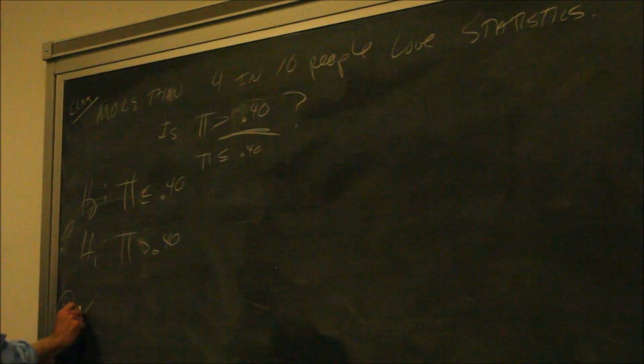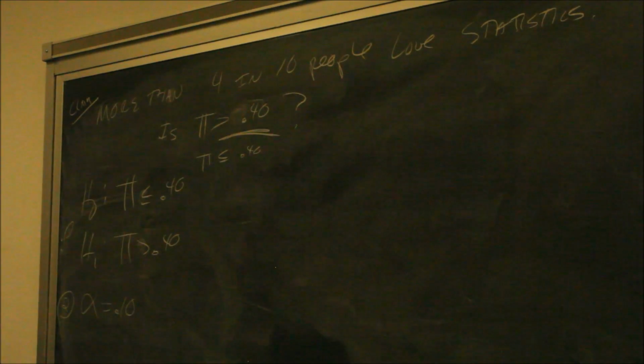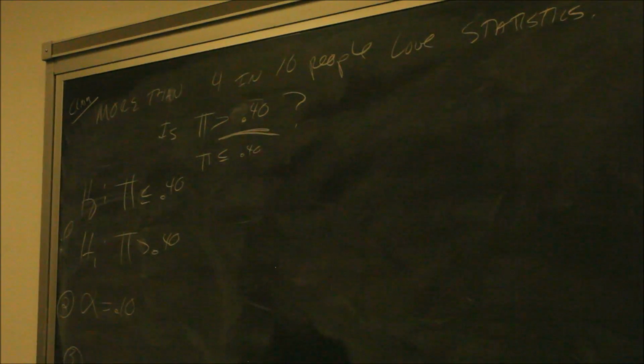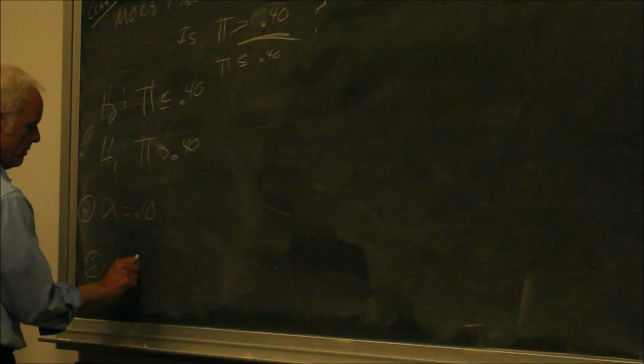All right, so that's the first step. Second step, we'll say alpha is 0.10. We haven't done a 0.10 in a while. What's the third step? Take a sample of size n. In this case n is equal to 100, and let's say that x came in at 44.